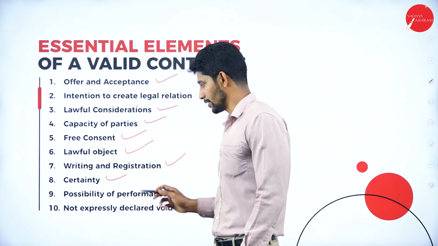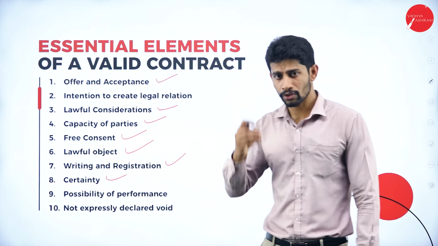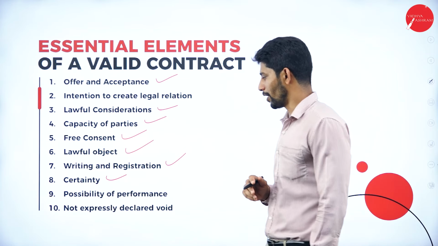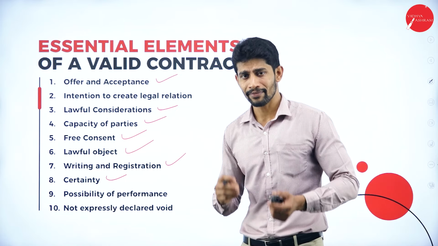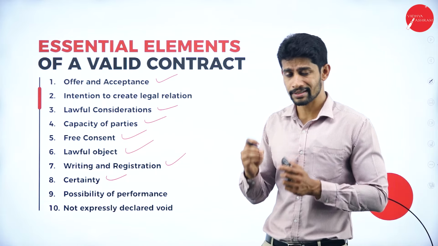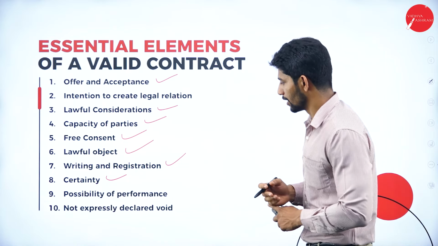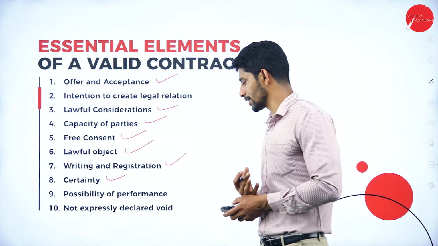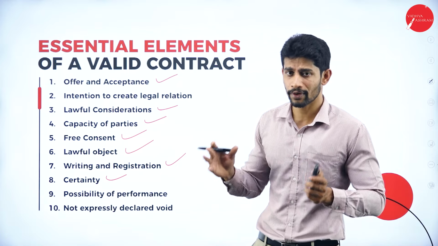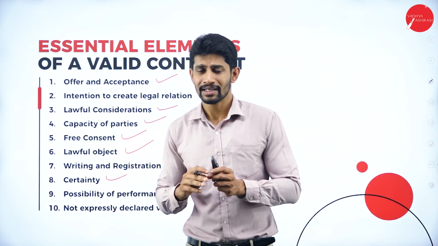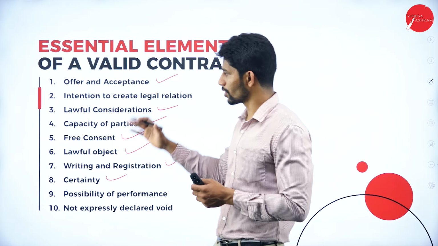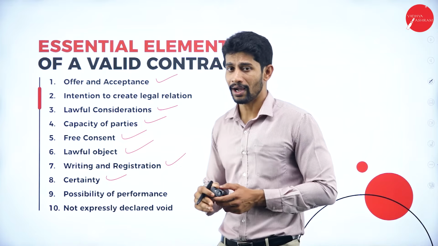Next, certainty. Certainty is nothing but they should be very sure that they are getting into the contract. And possibility of performance. Both the parties should have the wish to perform the contract. Both the parties should have their wish and consent to perform the contract. Next, not expressly declared void. That means they should be ready to get into the contract and they should not violate any rules and regulations, and they should not say that in the future they will not give their consent. So these are all the elements which are required to call it a valid contract.